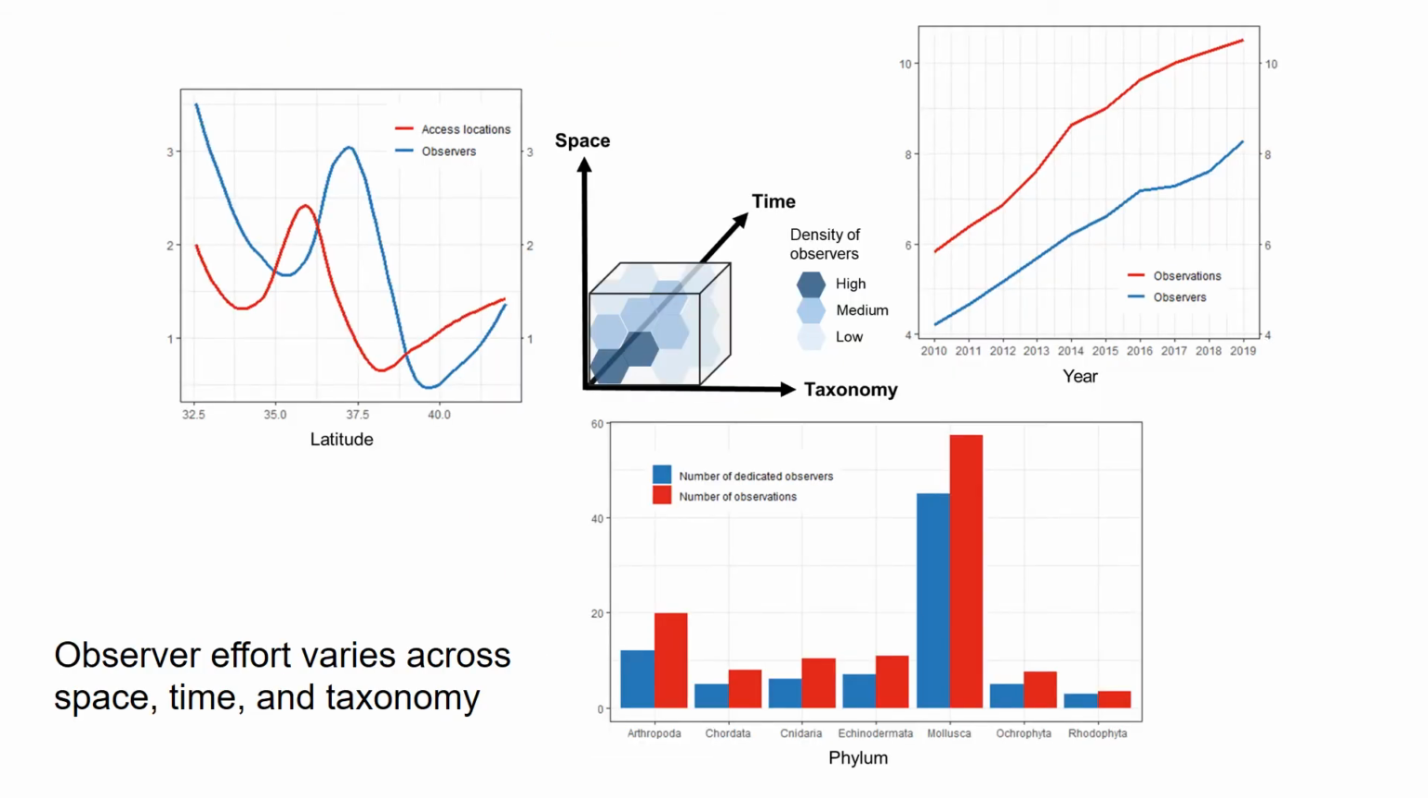But how should we go about modeling community-contributed data, given that these are opportunistic and lack a standardized structure over space, time, and taxonomy? As you can see from this figure, the density of iNaturalist observers and observations indeed varies across space, time, and taxonomy in a manner that's unrelated to the occurrence of biodiversity itself, but rather that is driven by the combined preferences and behaviors of individual observers.